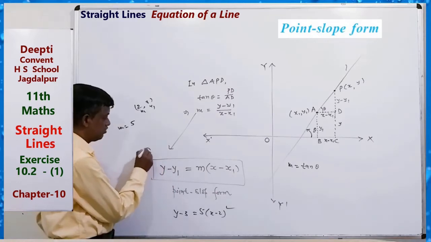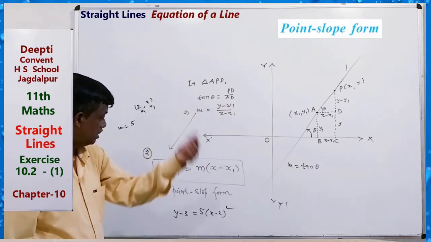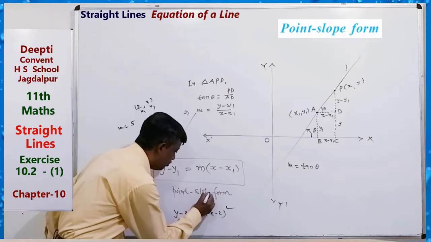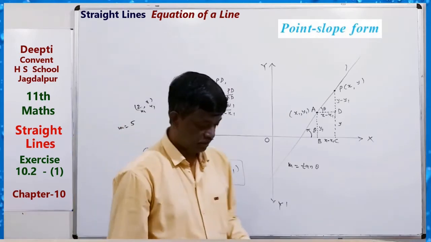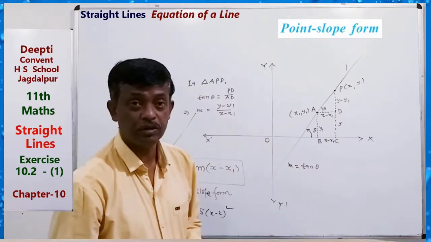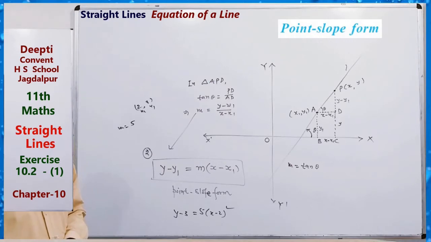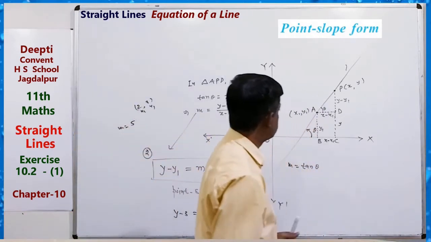So this is the second formula. First formula: vertical and horizontal line. Second: point slope form. So remember it. How can we write the equation of a line in point slope form? Clear?